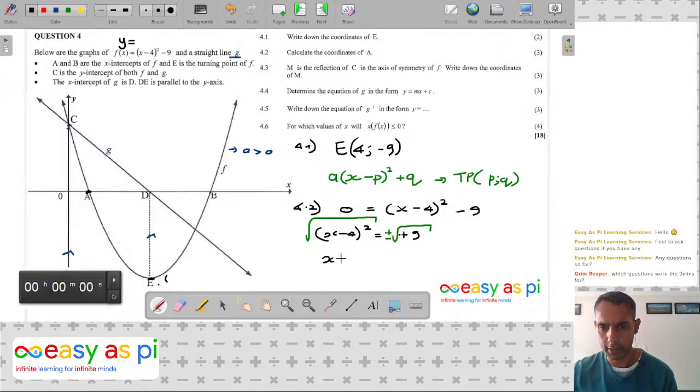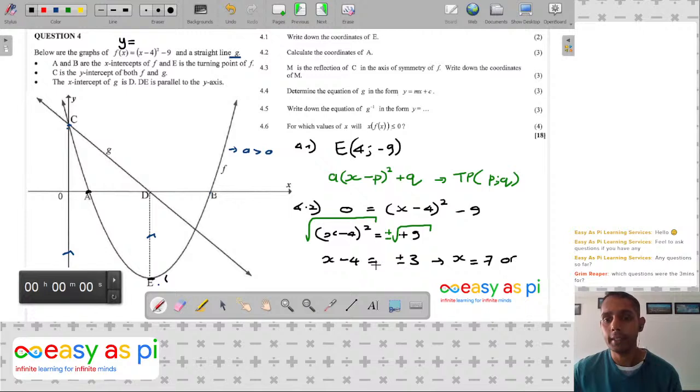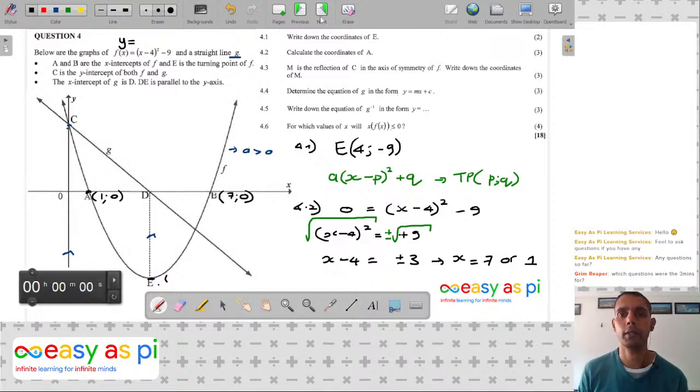So then what do I get? I get x minus 4 is equal to either plus or minus 3. Now, if I take that minus 4 across, I get plus 3 plus 4, which is x is equal to 7. Or x is equal to minus 3 plus 4, which is then 1. Now, in that case, this is closer to the origin, so this must be 1 and 0. And then B must be 7 and 0. All right, and that's how I do this one.